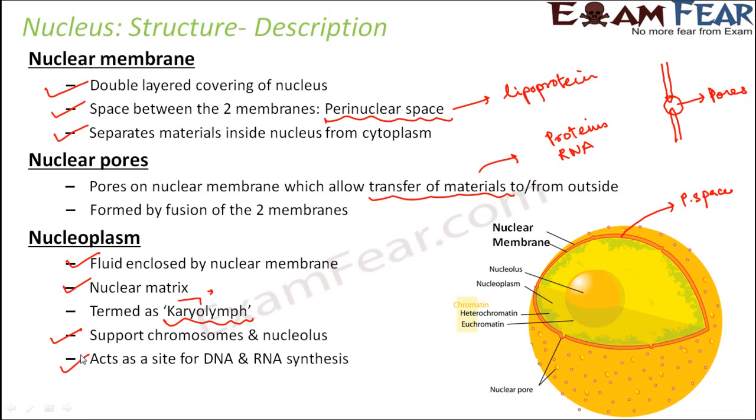It also acts as a site for DNA and RNA synthesis. Since the chromatin threads are located there, RNA synthesis and DNA synthesis happen here. So it acts as the site. Now, talking about the composition of the nucleoplasm, what is it composed of? It is composed of a variety of materials like nucleoproteins, nucleic acids, proteins, enzymes, and minerals. All of these together constitute the nucleoplasm.